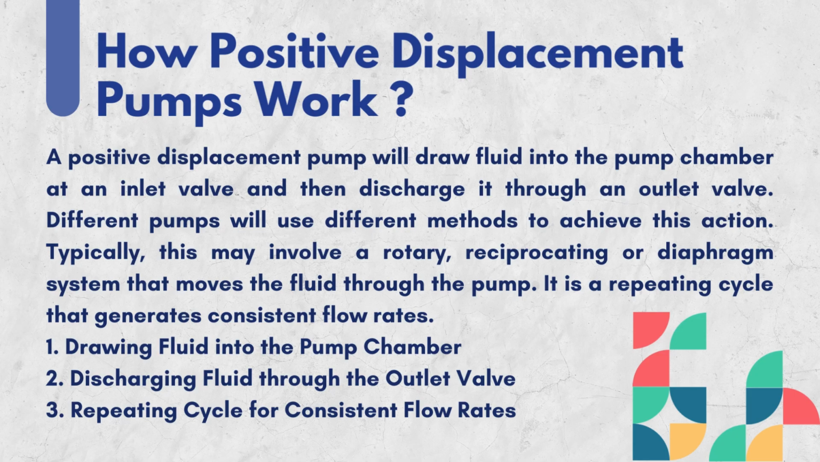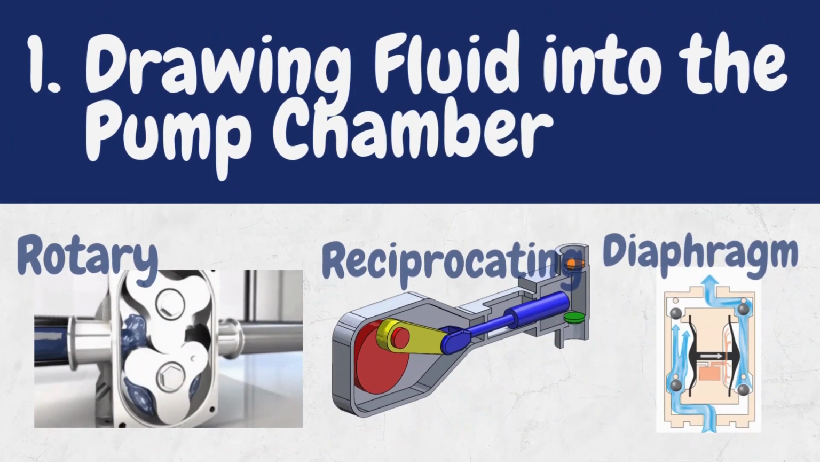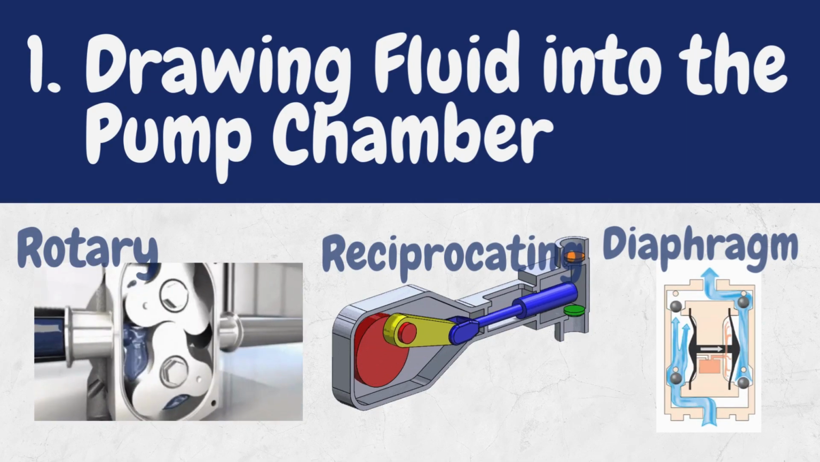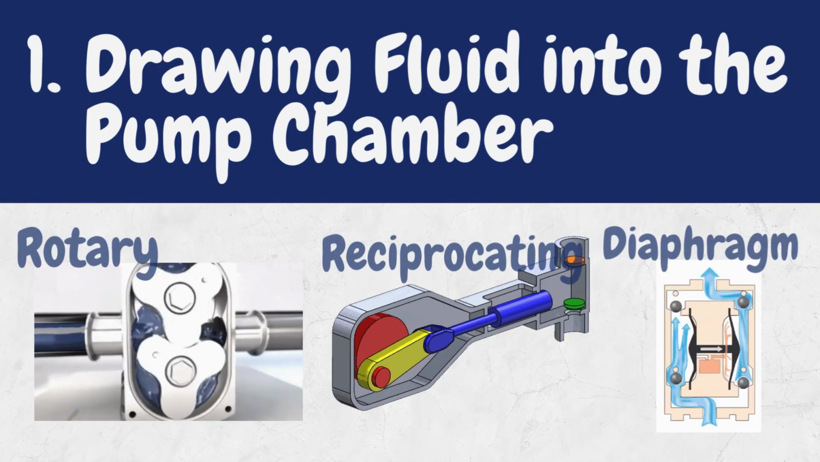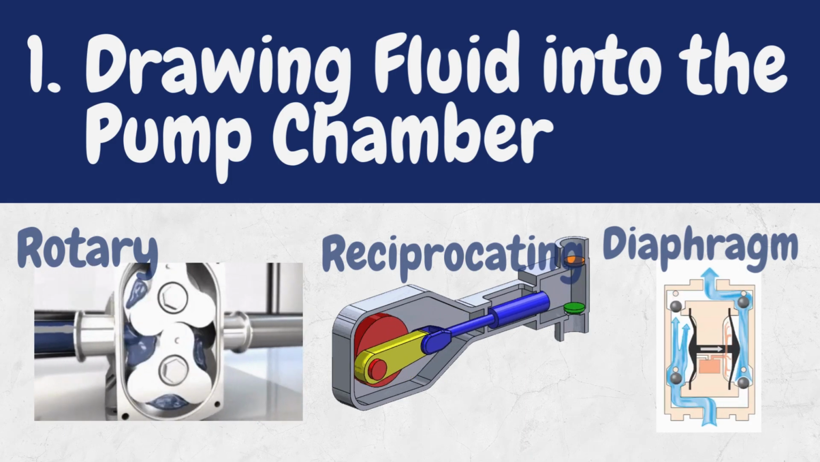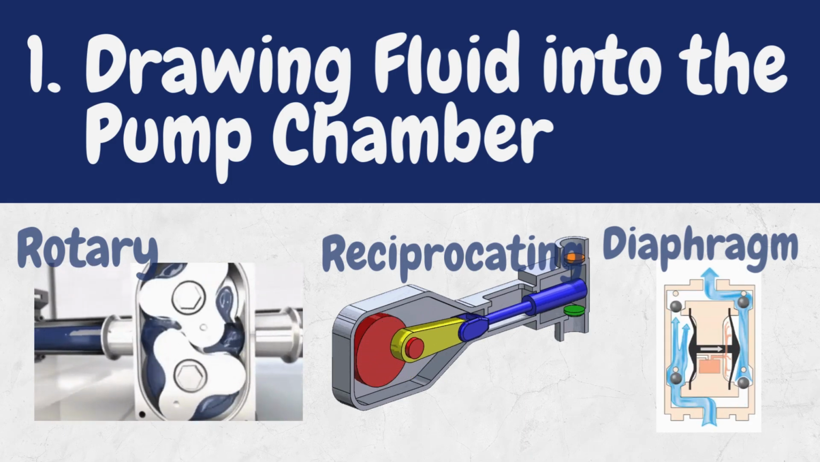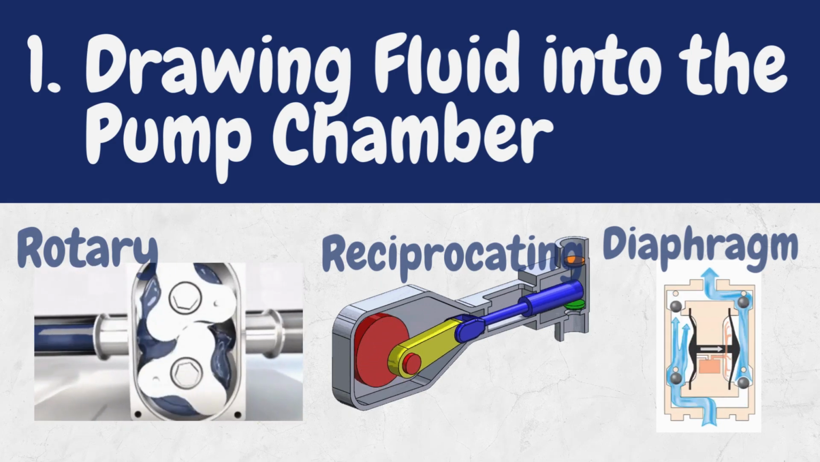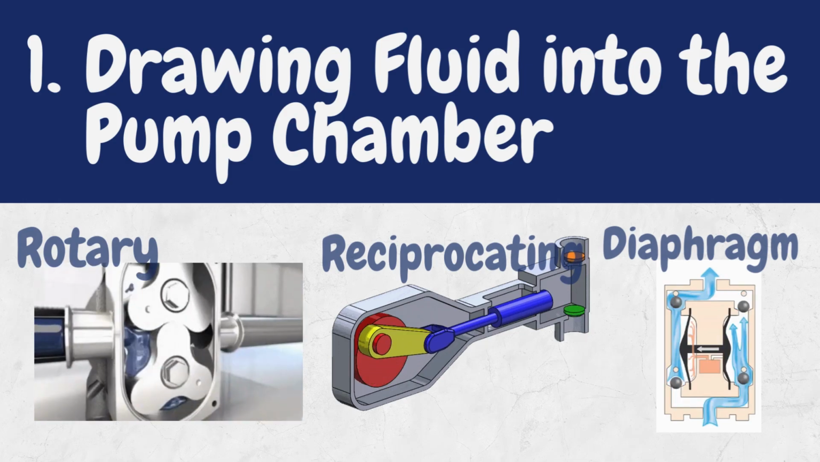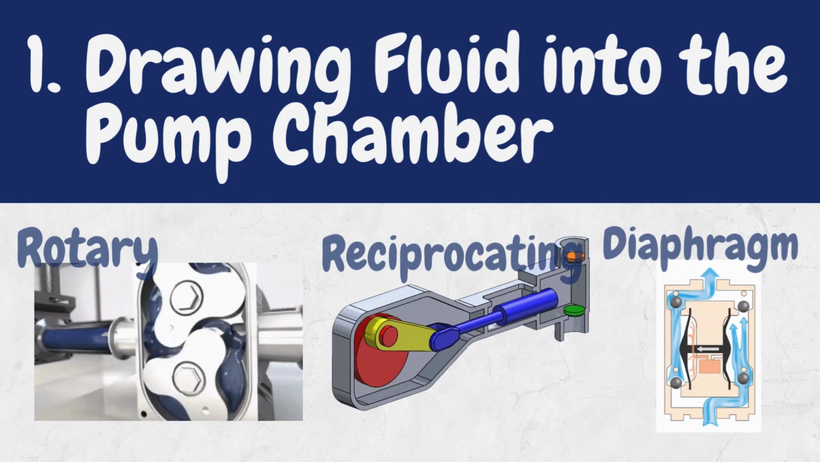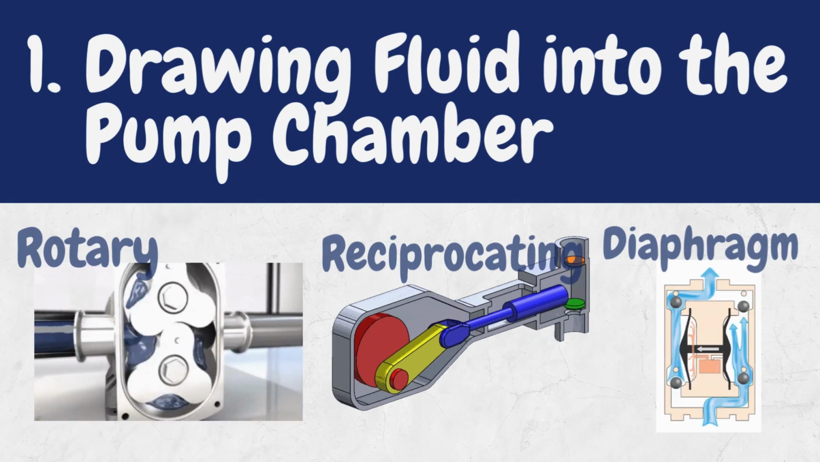So let's first start with the first step, which is drawing fluid into the pump chamber. At the beginning of the process, the pump chamber is empty, and there is fluid waiting to be moved from the source, which is commonly a tank or a reservoir, into the pump. That means the pump chamber is empty and the fluid is waiting to be moved from the source, that is a tank, to the pump.